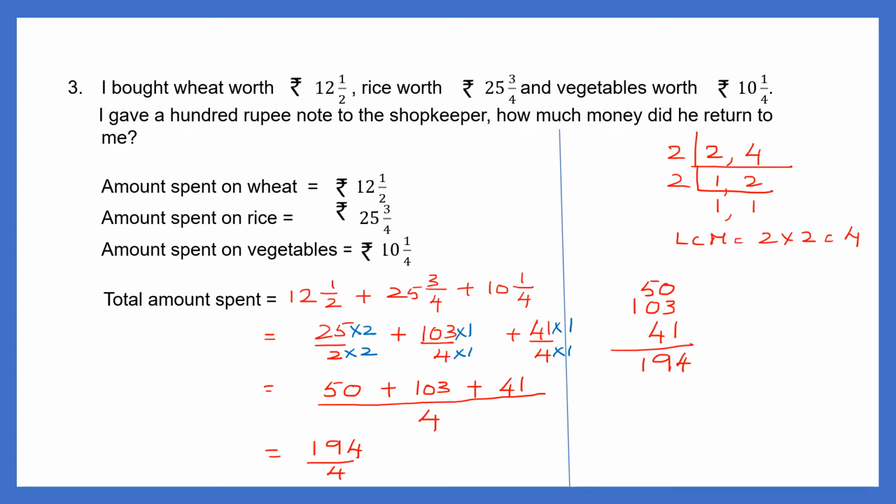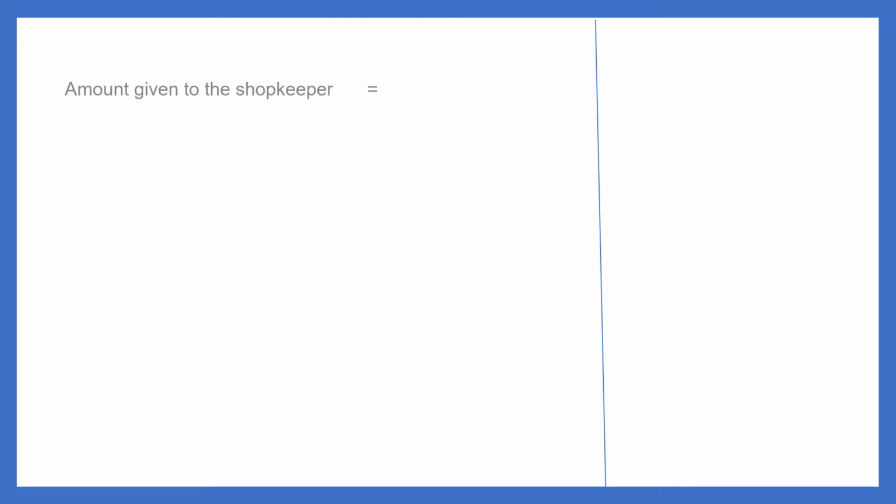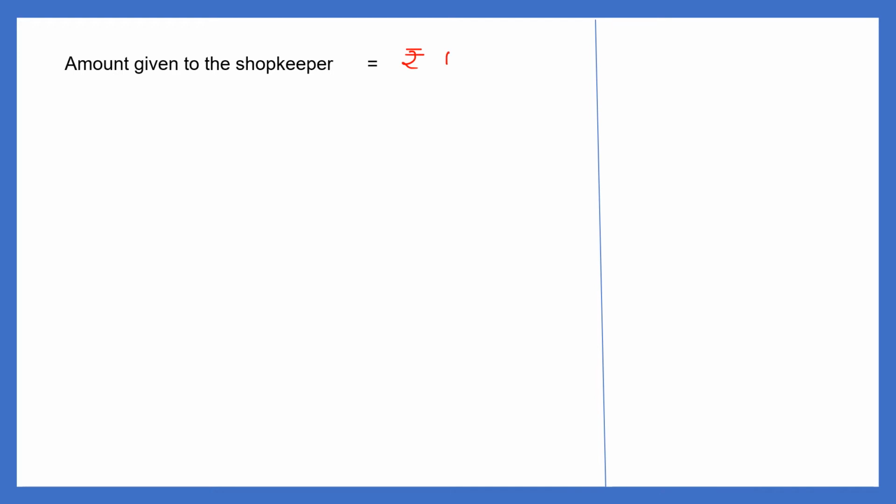We're going to leave it as this. We're not going to convert it now because we still have to continue with our sum. When you reach the final step, you can convert the improper fraction to a mixed number. Now we have 194 by 4. Okay, we are going to continue with our sum. Amount given to the shopkeeper is 100 rupees. Amount spent, we just calculated, 194 by 4.